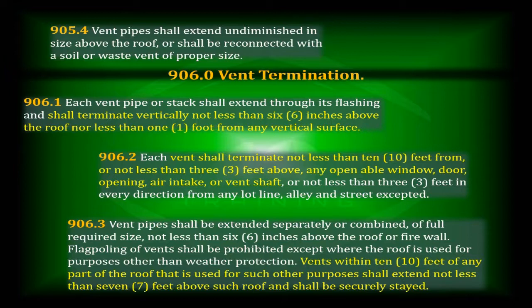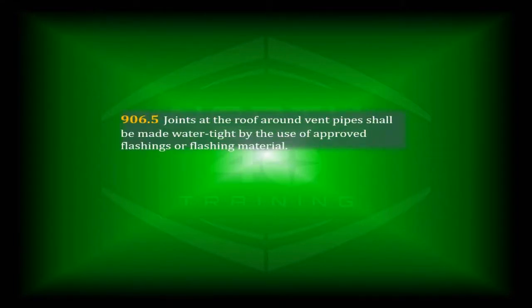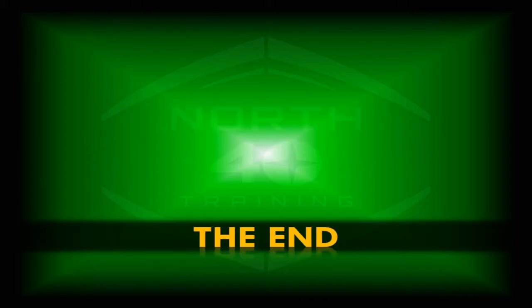You think about that. You want to make sure that that's at least 7 feet above the roof line, but you also want to be sure that you're getting up above the normal sniffer range of a human being on that potential deck or something used on the roof other than just the roof. 906.5, joints at the roof around the vent pipes will be made watertight by the use of approved flashings or flashing material.